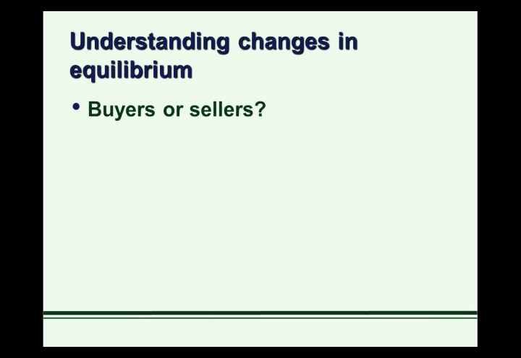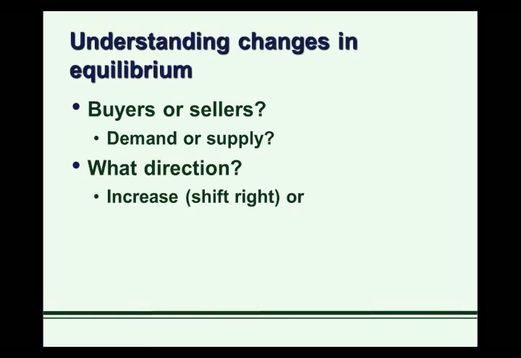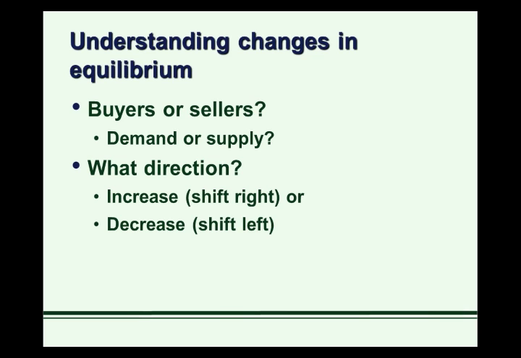So if we want to understand changes in equilibrium, I recommend about a 3-step process to figure out what's going on. The first question we ask is, does this event affect the buyer or the seller? Because that'll tell us whether or not it affects the demand or the supply curve. The second question we ask is, what direction? Does this increase or decrease the demand or supply curve, depending on our answer to the first question? An increase is always a shift right, a decrease is always a shift left.